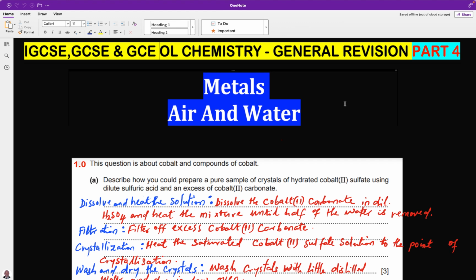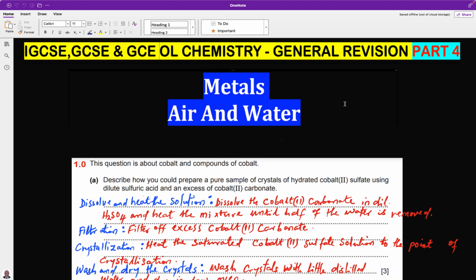Let's get started. We will be starting with question number 1. This question is about cobalt and compounds of cobalt. The question reads, A. Describe how you could prepare a pure sample of crystals of hydrated cobalt-2 sulfate using dilute sulfuric acid and an excess of cobalt-2 carbonate.